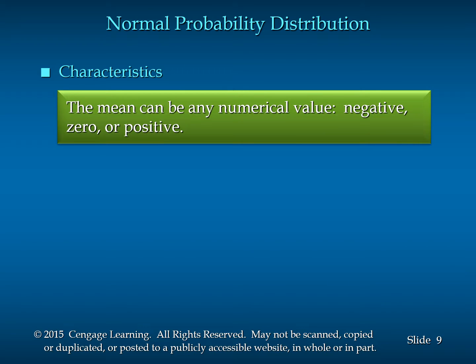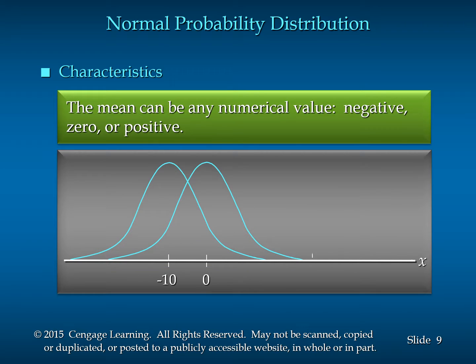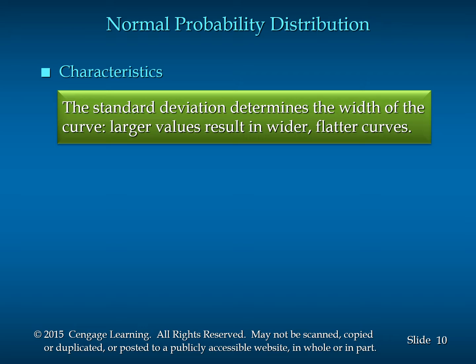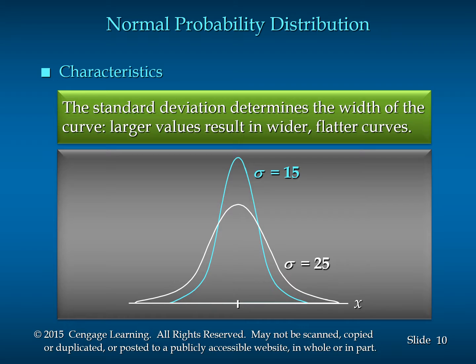The mean of a normal distribution can be any numerical value, negative, positive, or zero. And the standard deviation of a normal distribution determines the width of the curve. Larger values of standard deviation result in wider, more spread out distribution curves.